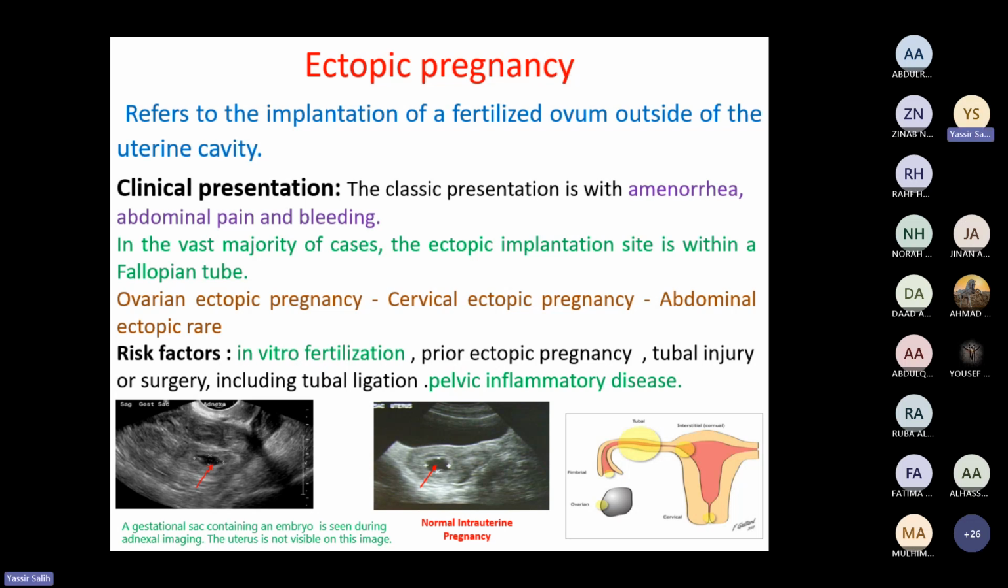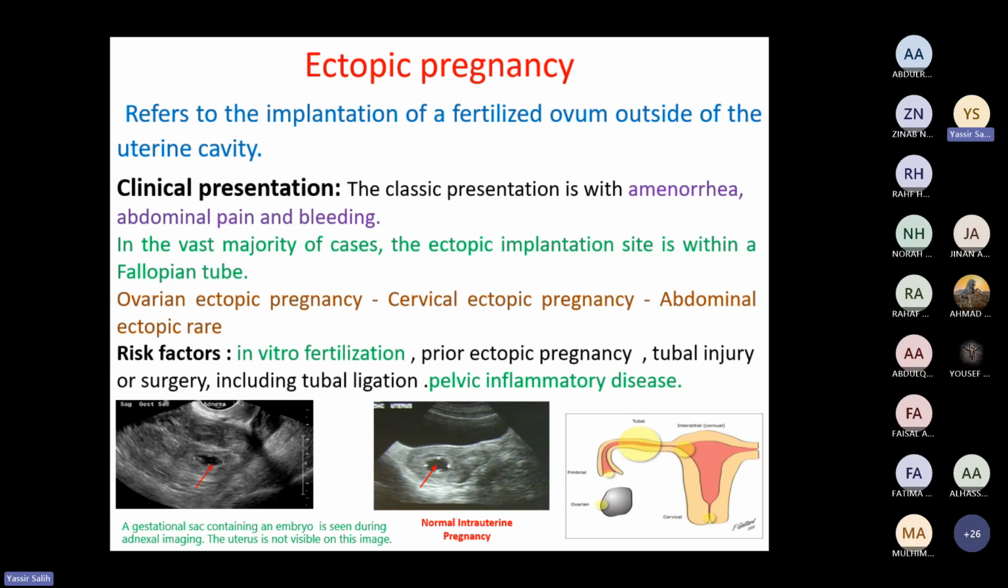What is the clinical presentation? Patients usually come with abdominal pain, abdominal pain, and amenorrhea. Amenorrhea is the first thing: to suspect ectopic pregnancy we must have amenorrhea and abdominal pain, and vaginal bleeding.